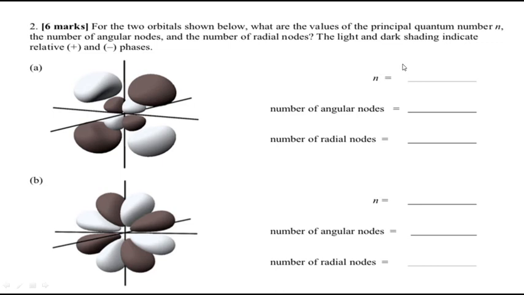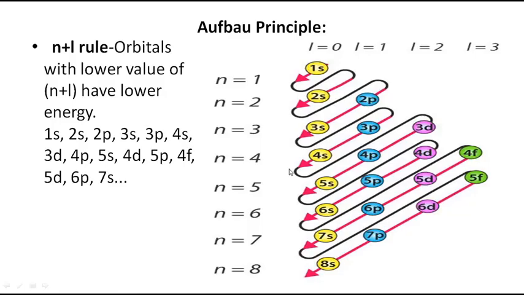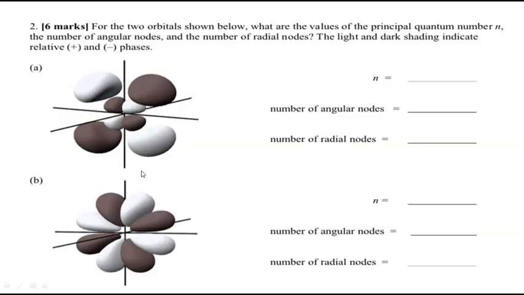Okay, what is the n? Is it the 4s orbital, or 4p, or 3p? That we have to find out. Once you know that, you can find out the angular nodes and the radial nodes. That's a problem for practice.